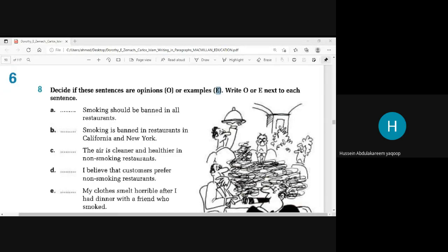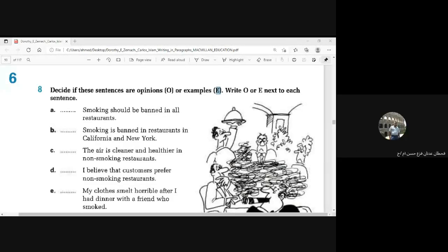Letter B. I guess it is an example. Is that right? Yes, it is an example. How could you know that? Because of California and New York. Because we support our opinion with names of countries and states, like California and New York. Okay, so to support the opinion. Good.